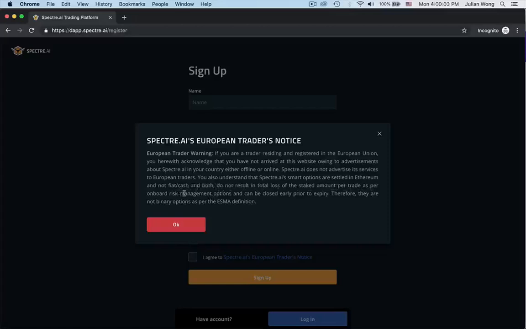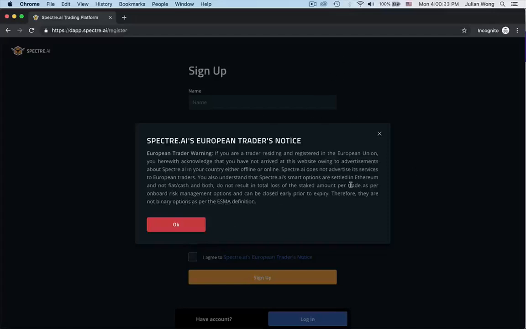Okay, it can be closed early prior to expiry. And at the same time, because it's settled in Ethereum and not fiat or cash, therefore it is not a binary option as per the ESMA definition. So they're kind of playing around the rules. I think it's pretty smart.